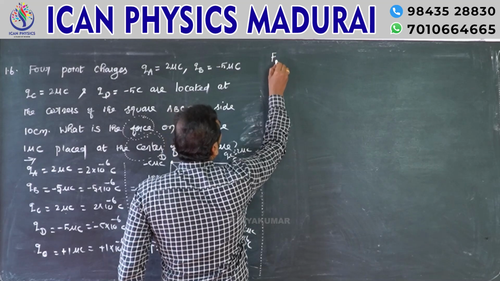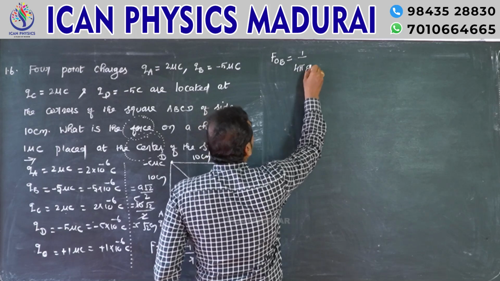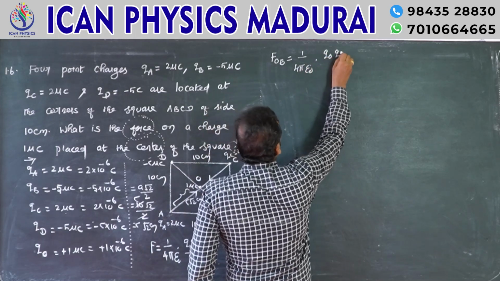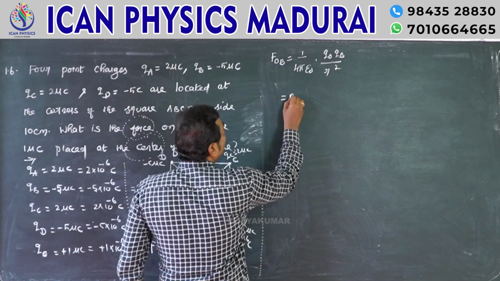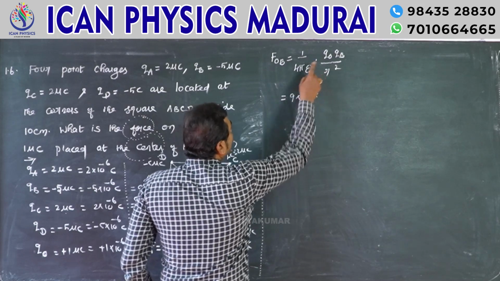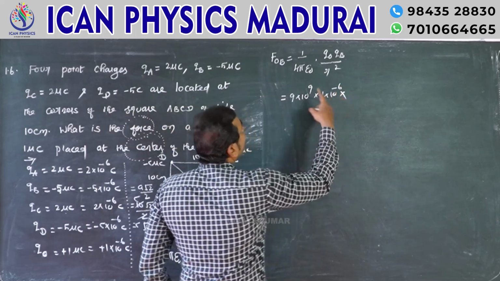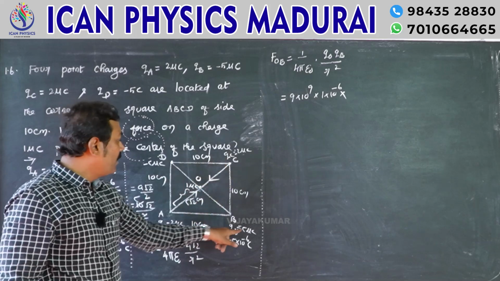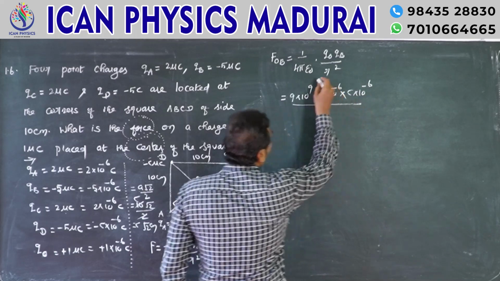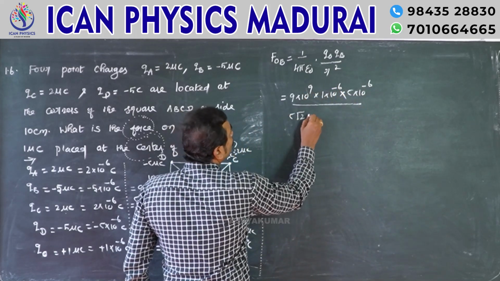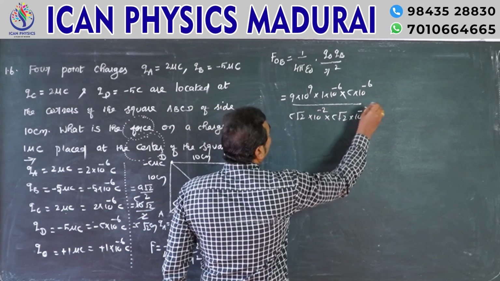So, now we are going to see the force between O and B. The force between O and B is equal to 1 by 4 pi epsilon 0, QO QB divided by R square. So, 1 by 4 pi epsilon 0 is 9 into 10 to the power 9. The charge at the origin is 1 microcoulomb, 1 into 10 to the power minus 6, into QB which is 5 microcoulomb, so 5 into 10 to the power minus 6, divided by R squared, 5 root 2 into 10 to the power minus 2 into 5 root 2 into 10 to the power minus 2.